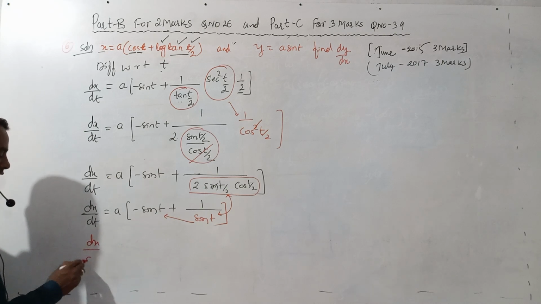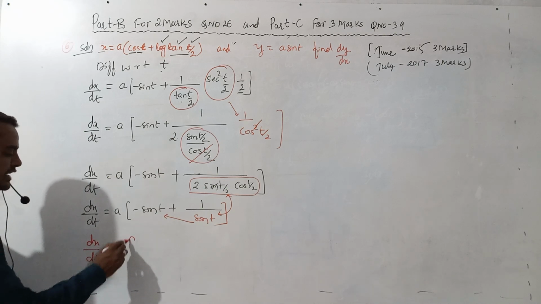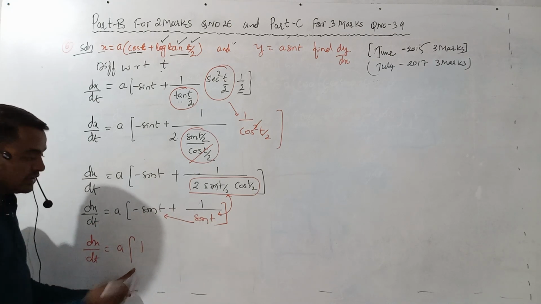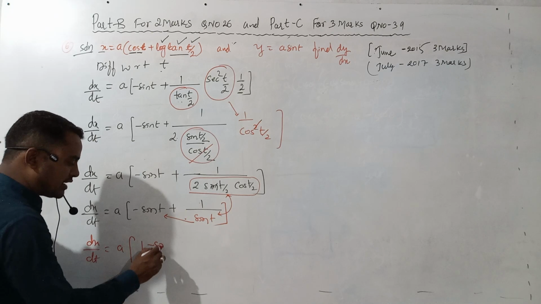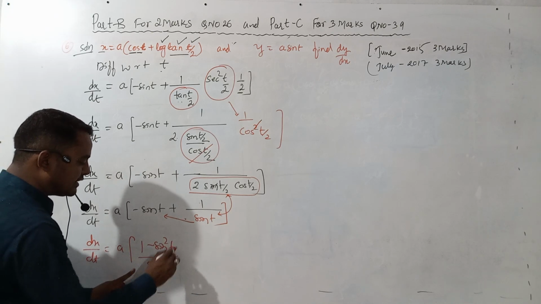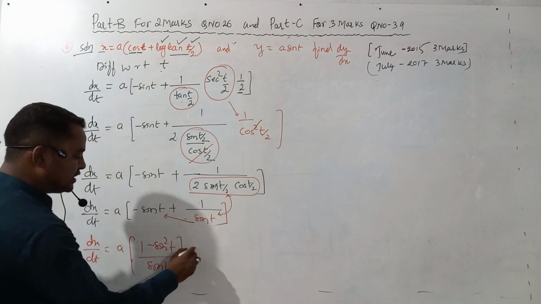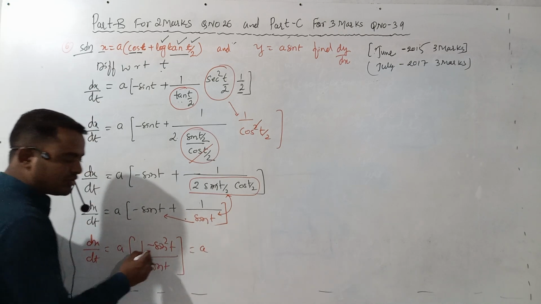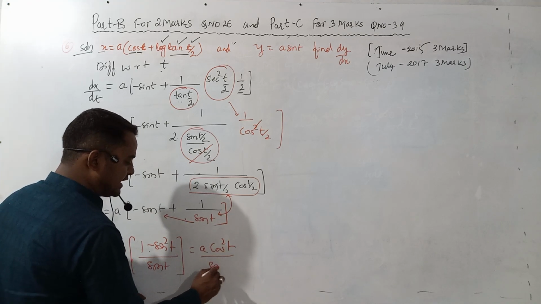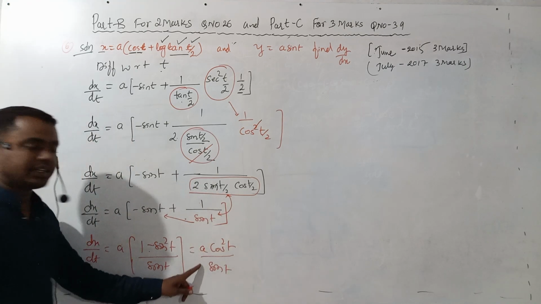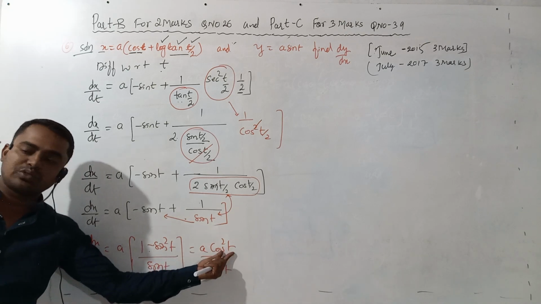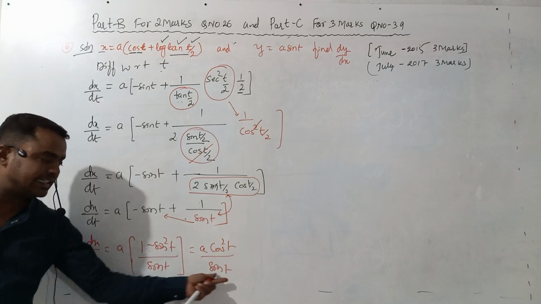Now dx by dt is equal to a as it is. This one I am writing first here, this one here, sin into sin is sin square. 1 minus sin square t divided by sin t. That is equal to a into 1 minus sin square, which means cos square t divided by sin t. So this is the value of dx by dt. 1 minus sin square means cos square. This a as it is, sin t as it is.